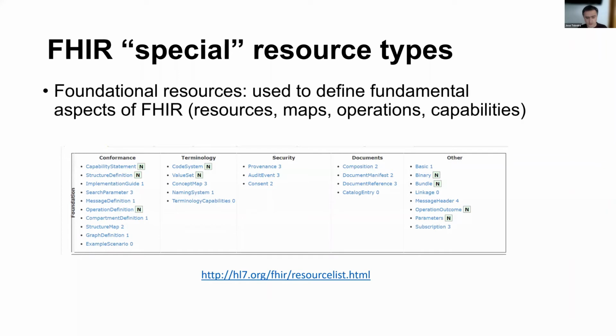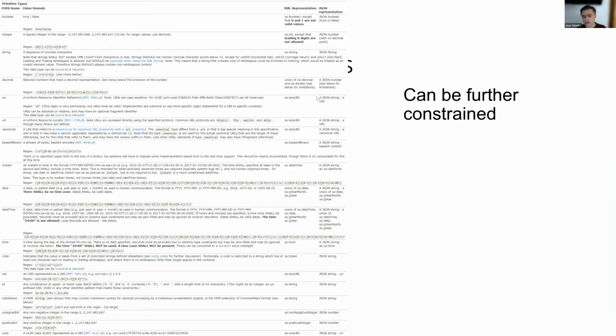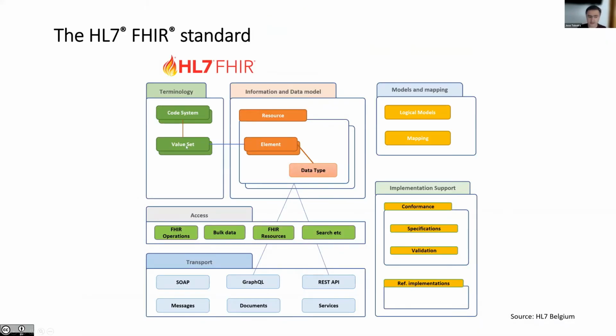If I go back to this diagram, these are, let's say, the clinical resources, but there are other resources like ValueSet and CodeSystem. There are resources from Epic. There are other resources for these side parts of FHIR that support it.